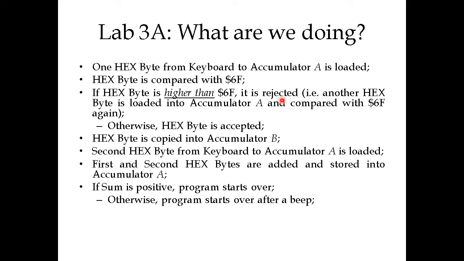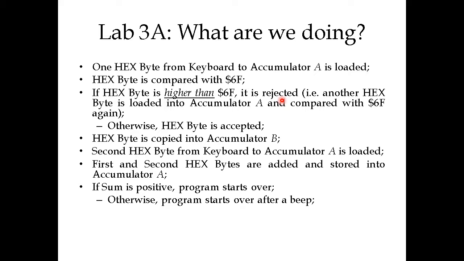Now, what do you mean by rejected? There is actually no way you can reject any number, but this is how you reject logically. If the byte you entered is higher than 6F, your program will ask for the first byte again. So it will keep asking for the first byte again and again as long as you enter anything higher than 6F. So this is an example where you can see how branch instructions are so important and useful.